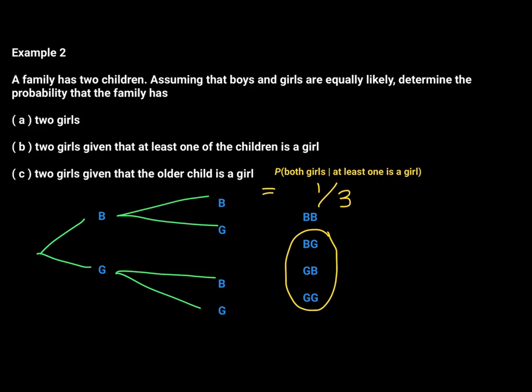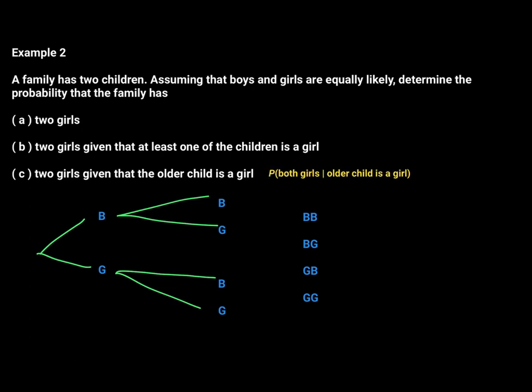Okay, next. What is the probability that the family has 2 girls given that the older child is a girl? That means they had a girl first. Okay, let me erase what I've done here. I hope you all have that. All right. Cool. All right, here we go.